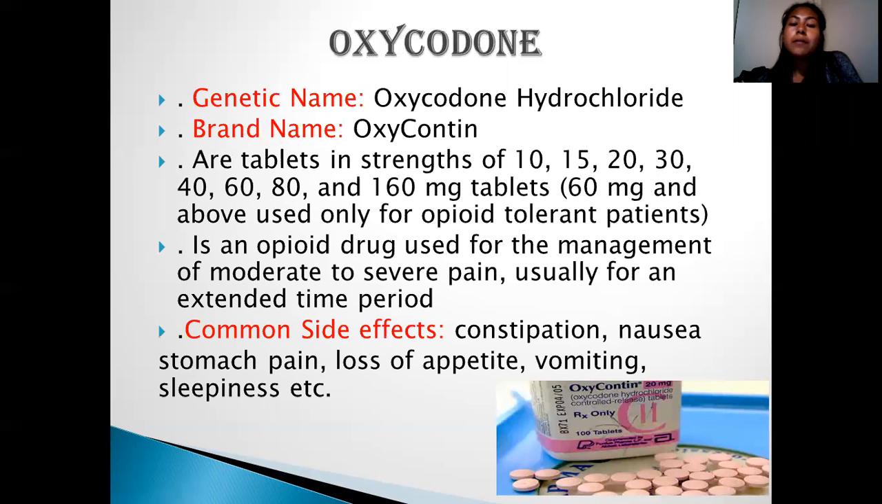Oxycodone, generic name is oxycodone hydrochloride. Its brand name is OxyContin. These are tablets ranging from 10 through 160 milligrams. 60 and above are opioids that are used for tolerant patients. It's an opioid drug used for the management of moderate to severe pain, usually for an extended time period. Some of the common side effects of this drug are constipation, nausea, stomach pain, loss of appetite, vomiting, sleepiness, etc.